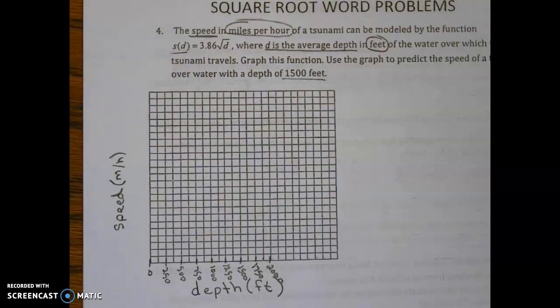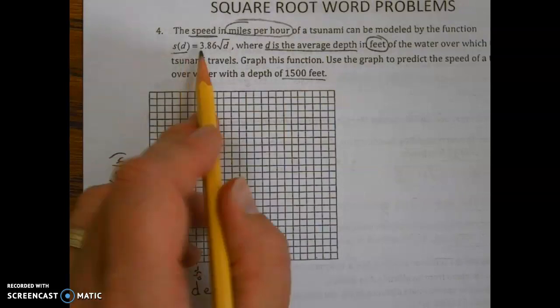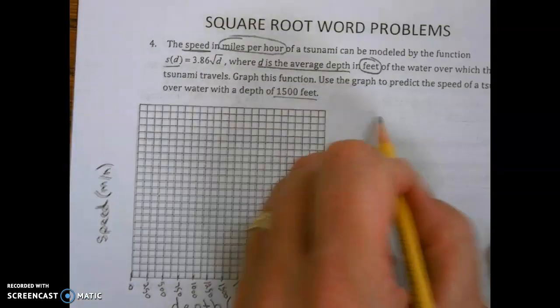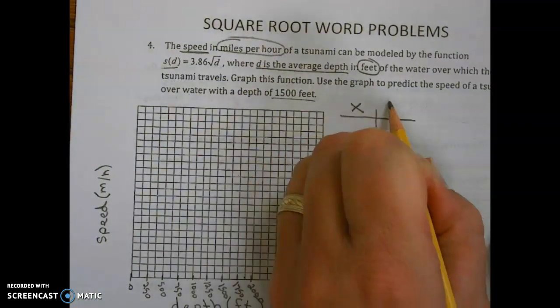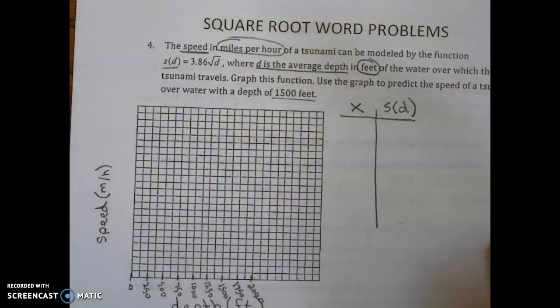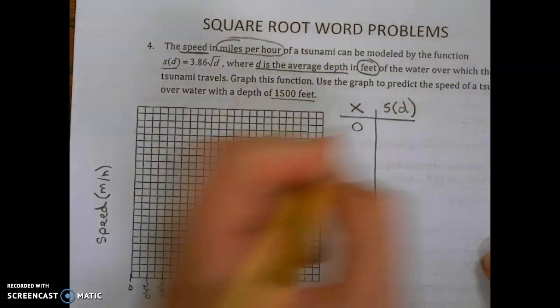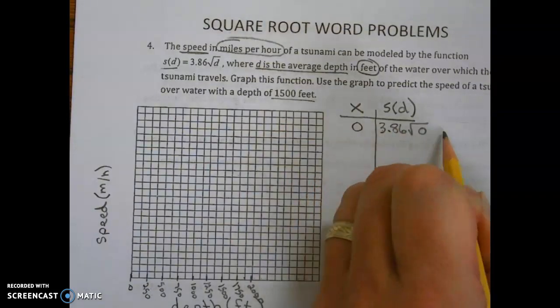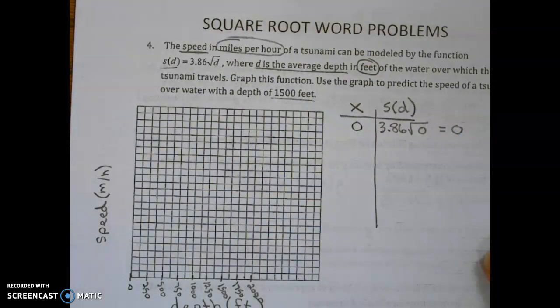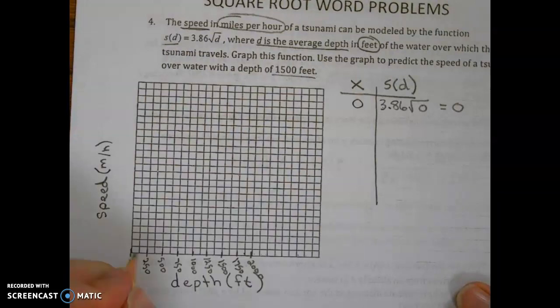Okay, next I'm going to go ahead and plot some points here. So when x is 0, the speed, I'm going to make a table, input, output. So if I input 0, that would be 3.86 times the square root of 0, which would be 0. So if the depth is 0, the speed is 0. So it's going to start right there.